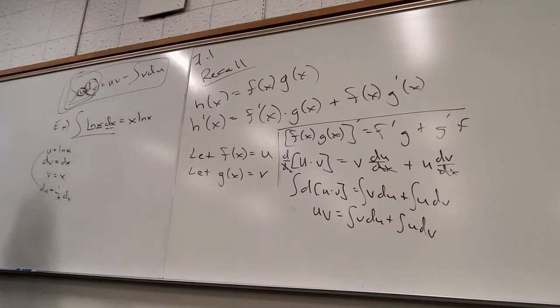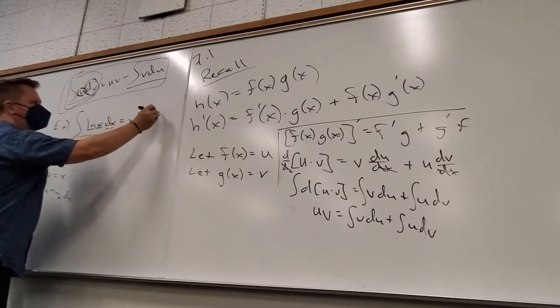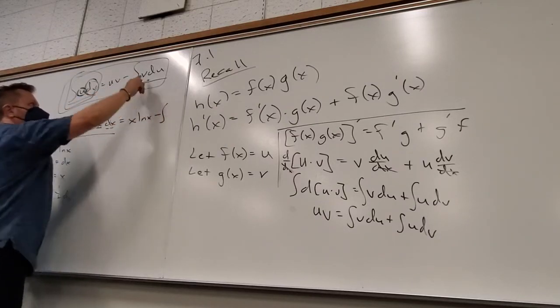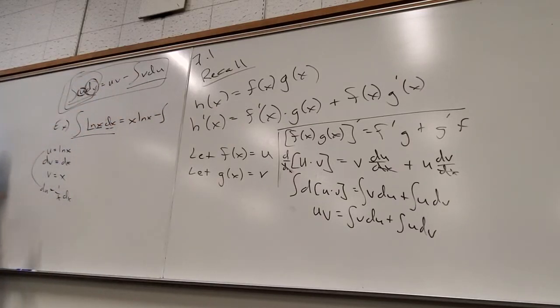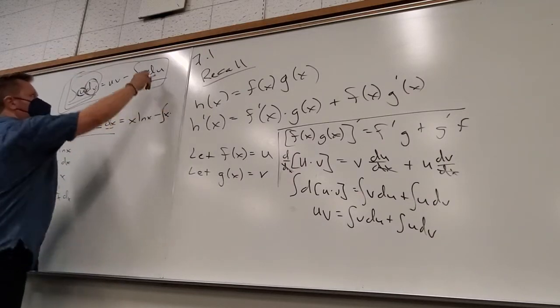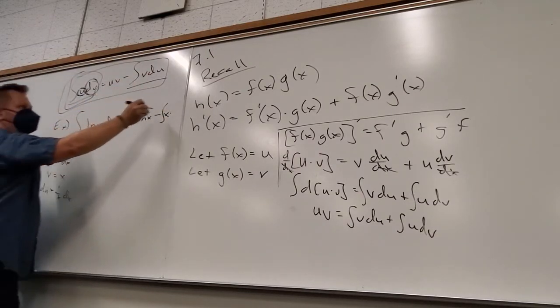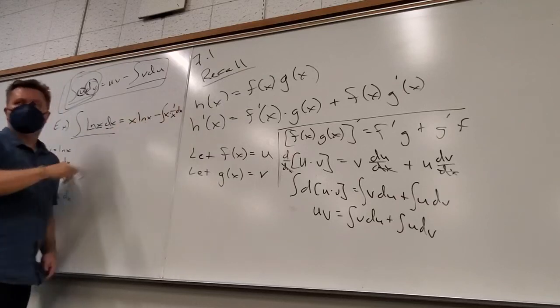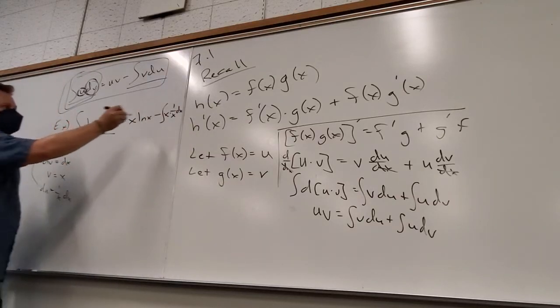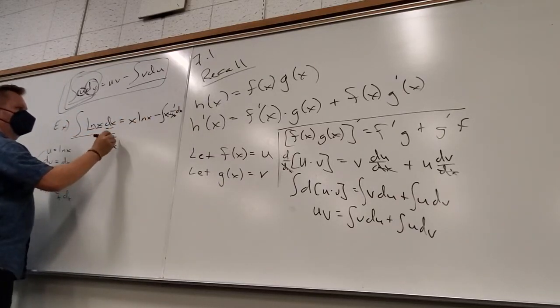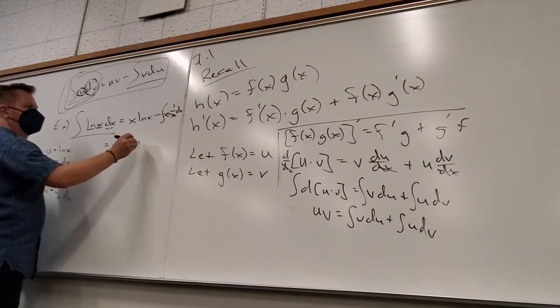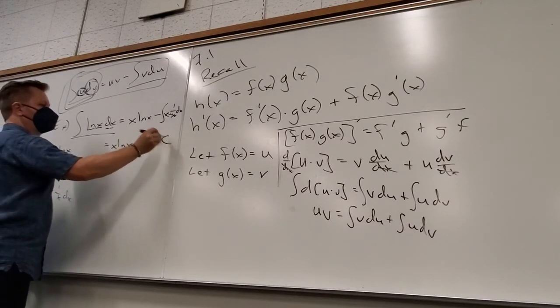Now the bad part is if you get an integral here that's worse or the same, because you want something that's better. So let's see. Minus what goes in here: v, what's v? x, times 1 over x, and du is 1 over x dx. And that is great, yes? Because the x's cancel. What's the integral of 1? x. And now you can put your plus c.